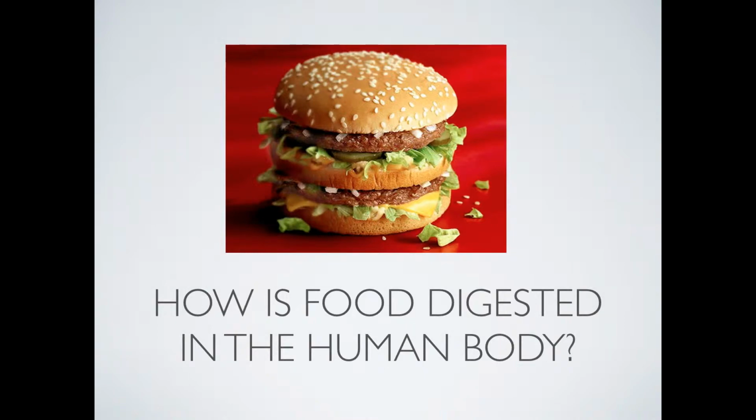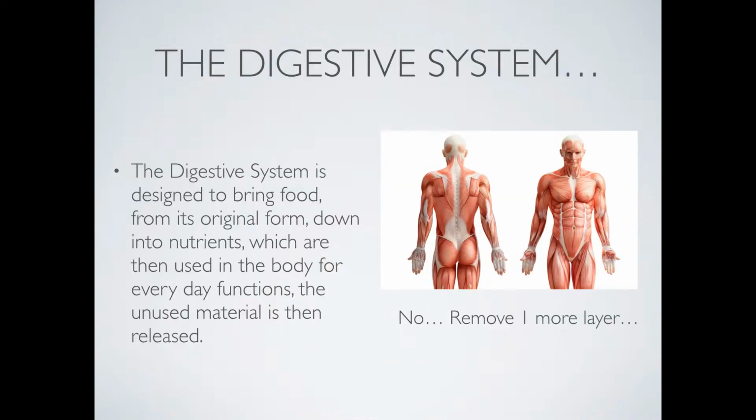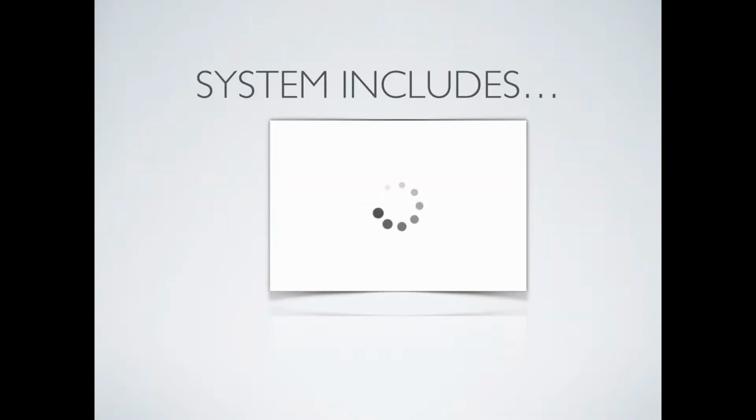How is food digested in the human body? The digestive system. The digestive system is designed to bring food from its original form down into nutrients, which are then used in the body for everyday functions. The unused material is then released. The digestive system includes the mouth, throat, esophagus, stomach, small intestine, and large intestine, also known as the colon.